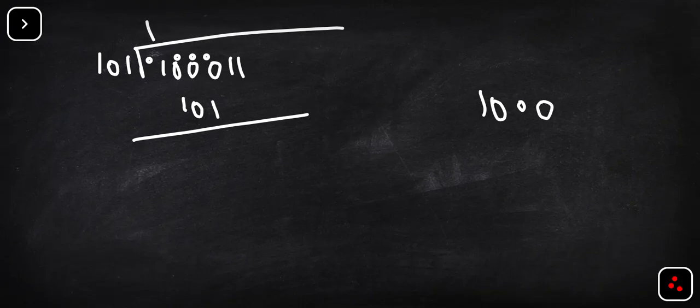1000 minus 101. Alright, so 0 minus 1 cannot go. So normally what we do is we try to borrow from the next one. That one does not have. Try to borrow from this one, does not have. So let's take from this one. We'll take from this one. This becomes 0. It gives to this one base 2.